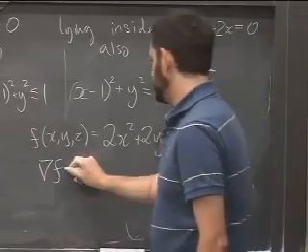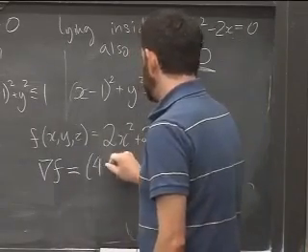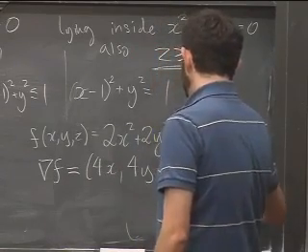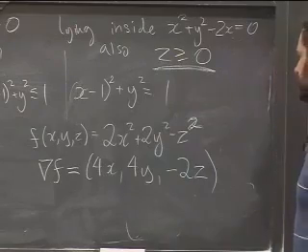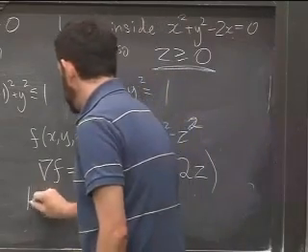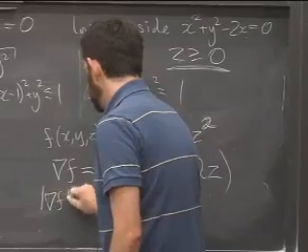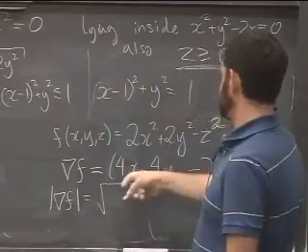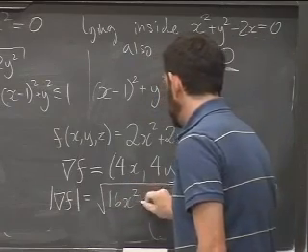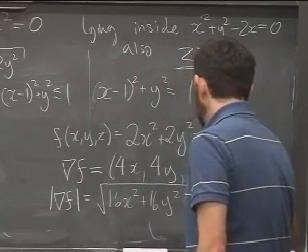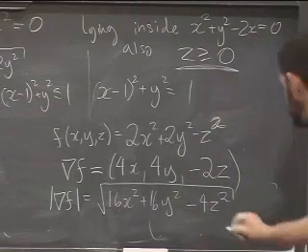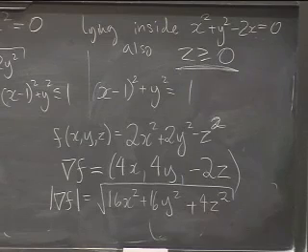So you have grad f: the x derivative is 4x, the y derivative is 4y, and the z derivative is minus 2z. The length, you need to take the length of this, which is root 16x squared plus 16y squared plus 4z squared, sorry. That's the length formula. You square this and the minus goes away.